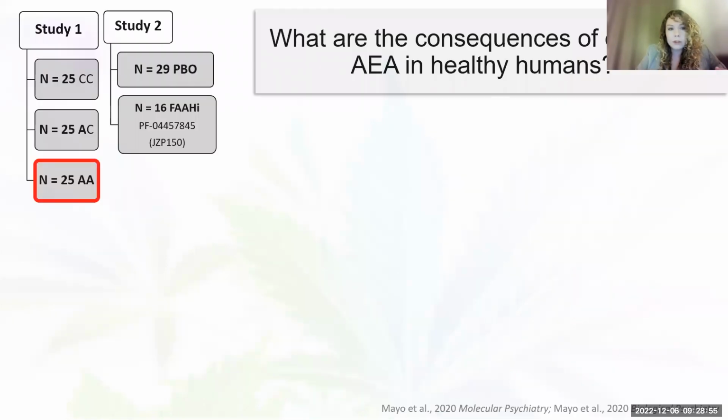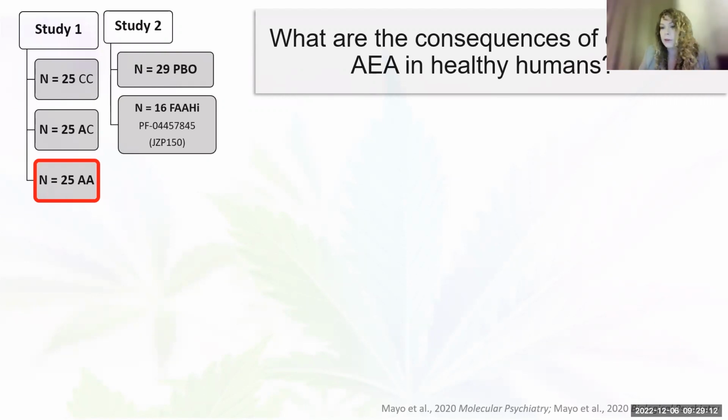So I'm going to show this data side by side. These studies were run consecutively. We did the genetics and then the pharmacology, but I'm going to show them side by side just to compare and contrast the effects. So in study 1, again, this is this behavioral genetics approach.